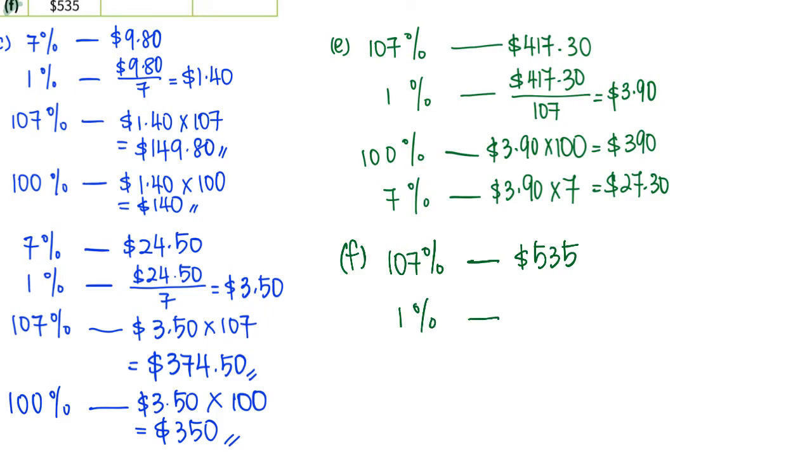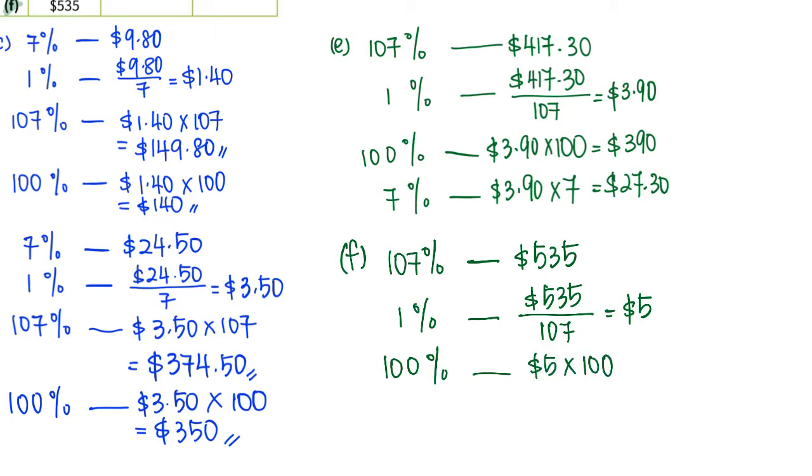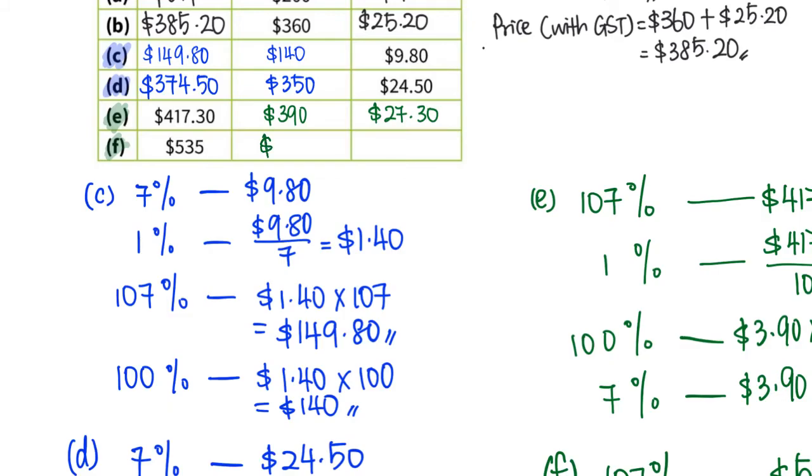Find 1%. And therefore I will be able to find the 100% price without GST, $500. And the 7% GST times 7, $35. And with that, we are done for this question.